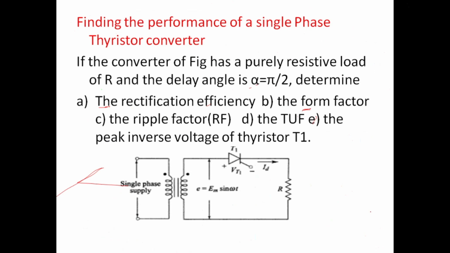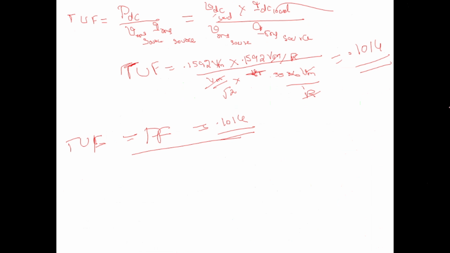Next, what is the next part? The peak inverse voltage of a thyristor. See, this is my source, this is my input. In the negative half cycle, the thyristor is in the off state, so it acts like an open circuit. At that time, what is the voltage applied between anode and cathode in the negative half cycle? This is the peak value of the voltage applied to this off state SCR. This is minus Vm. That's the reason the peak inverse voltage of the thyristor T1 is Vm. So the last question's answer, the peak inverse voltage PIV of the thyristor, is Vm.